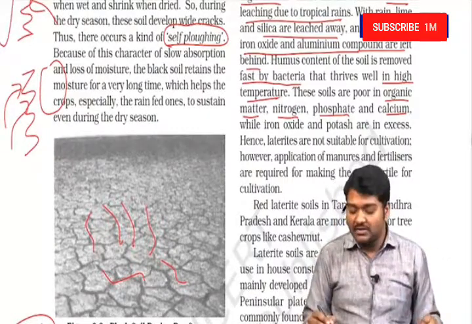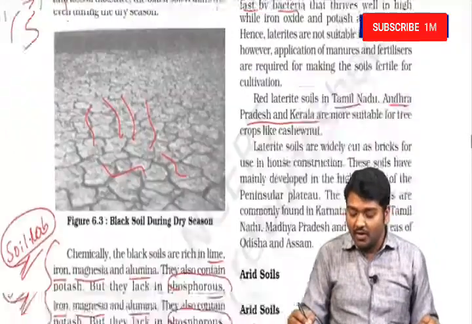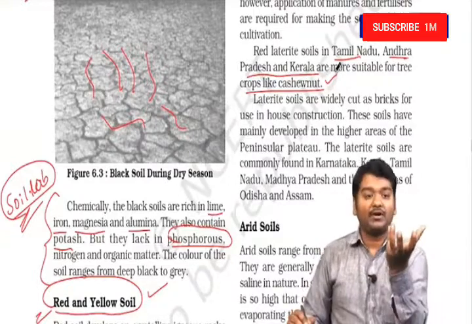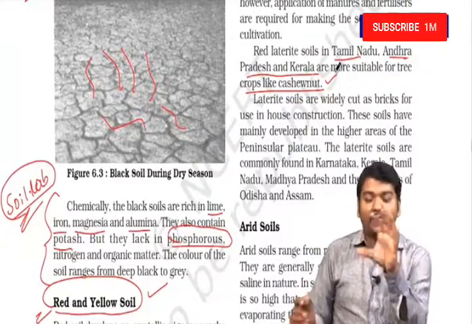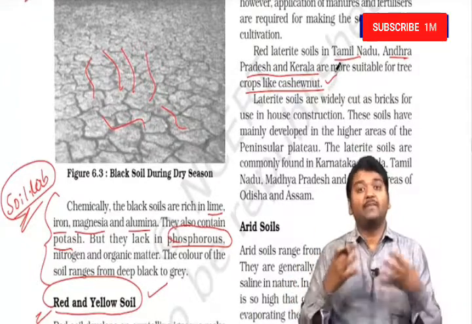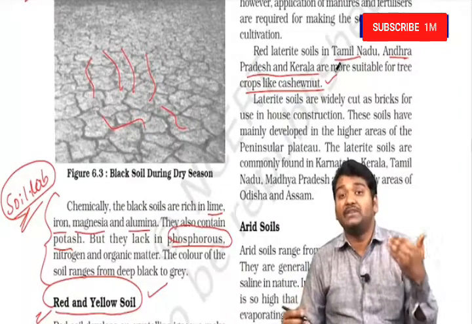Red laterite soil is found in Tamil Nadu, Andhra Pradesh and Kerala, and this is very good for crops like cashew. One of the most important things is that when you add water, it becomes liquefied. It becomes very easy and smooth. When it dries, it becomes hard like brick. That is why it is called brick soil.